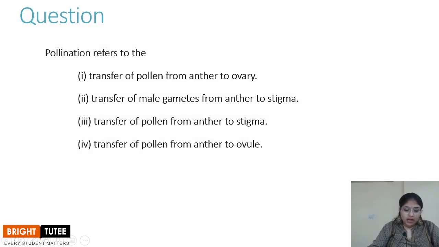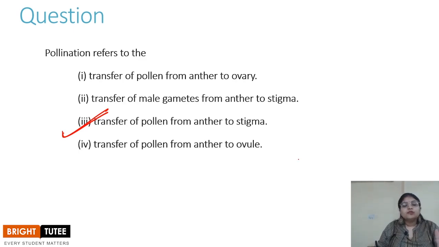Pollination refers to the transfer of pollen from anther to ovary, the transfer of male gametes from anther to stigma, the transfer of pollen from anther to stigma, the transfer of pollen from anther to ovule. So the answer to this question is transfer of pollen from anther to stigma.